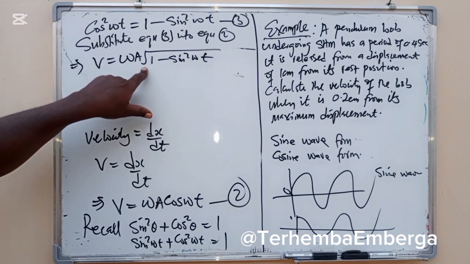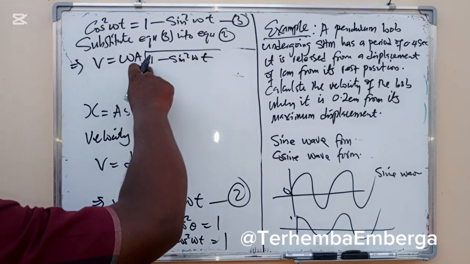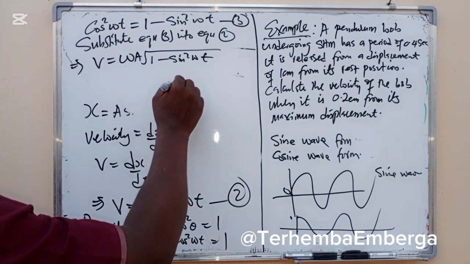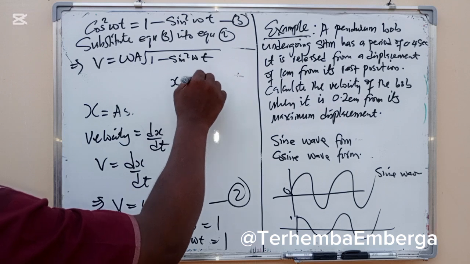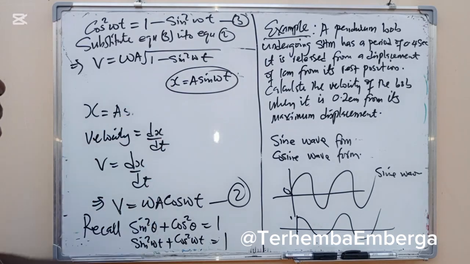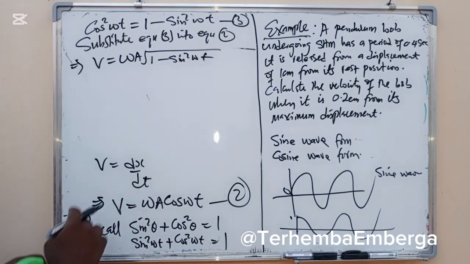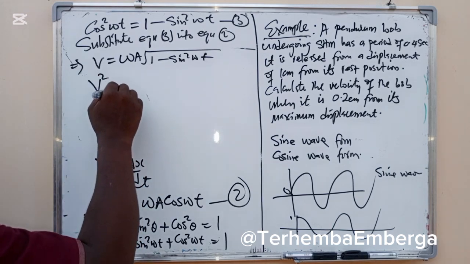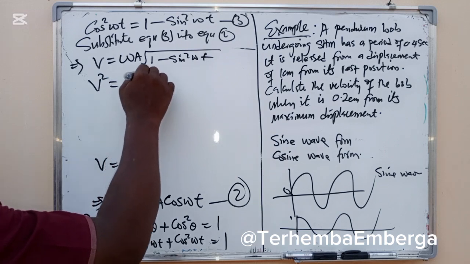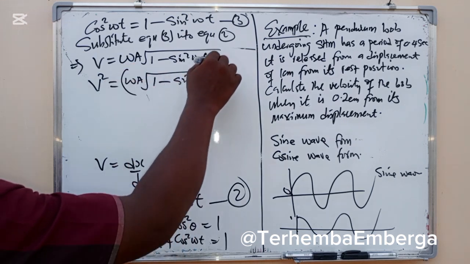So we need to play around with this. Remember, we said earlier that x is equal to a sine omega t. We still come back to this, so have this in mind. If you now square both sides, we have v square equal to omega a square root of 1 minus sine square omega t, as we are squaring both sides.